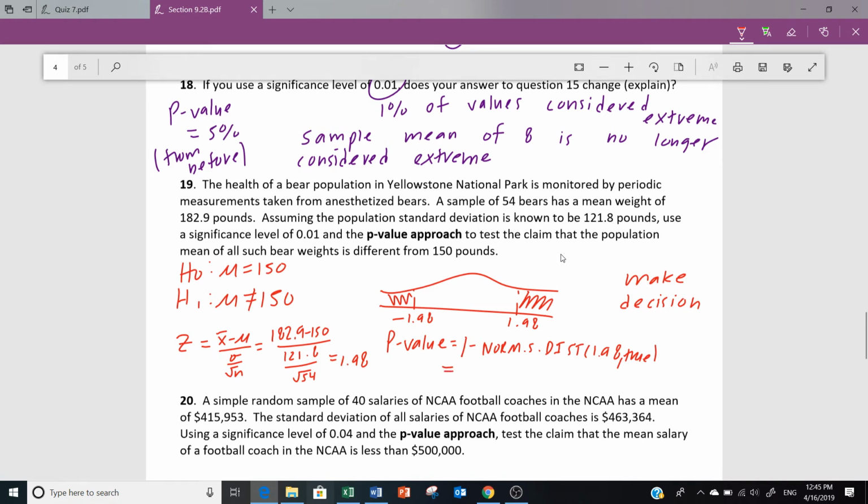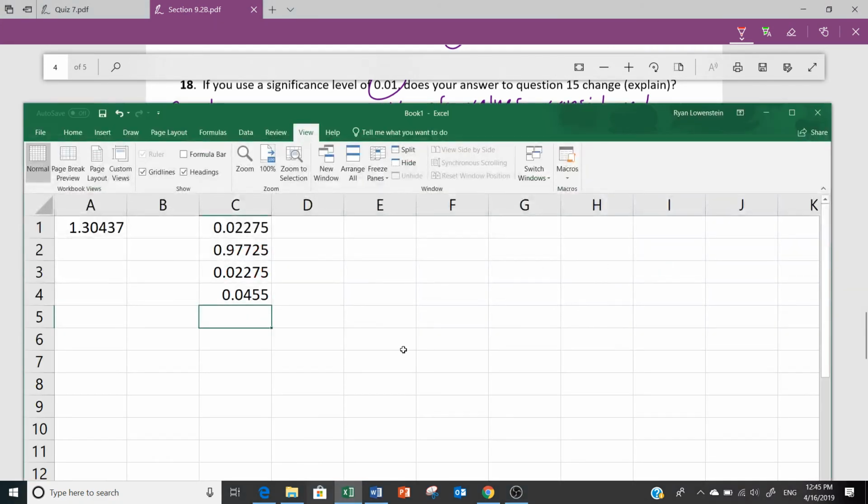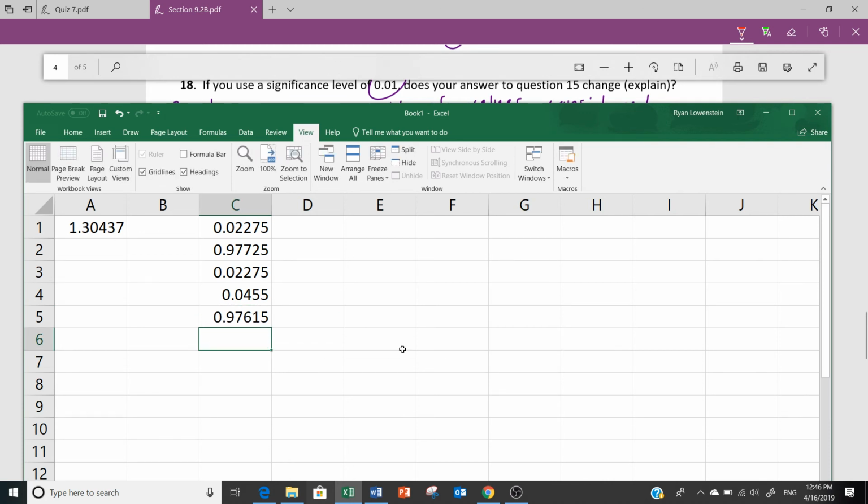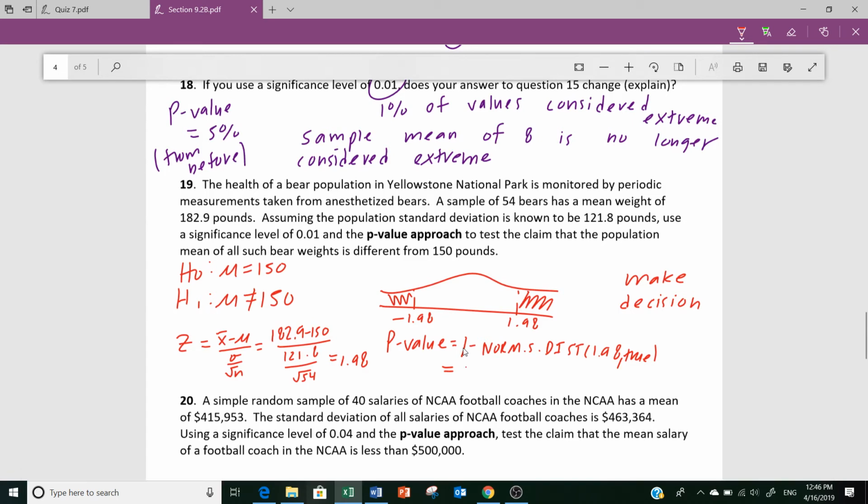When I do that, so equals norm.s.dist of 1.98 comma true. Usually when you're calculating p-values, you shouldn't get big numbers. So if you get a big number like that, chances are you're supposed to do 1 minus. So I get 0.024. So that means this side is 0.024.